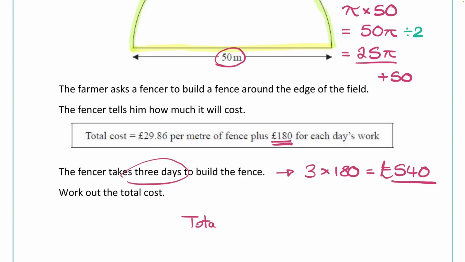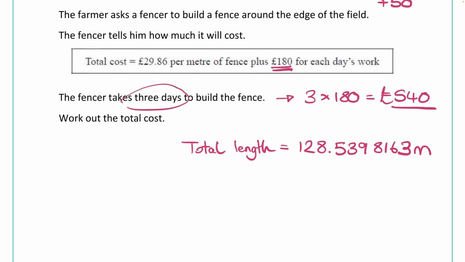let's just write down the total length. So the total length is 128.5398163 meters. Now, there's a couple of ways that you could actually consider this next part. We could multiply that straight away by £29.86. However, in real life, if it's £29.86 per metre, well, we're going to have to buy 129 metres because 128 isn't going to quite fit around.